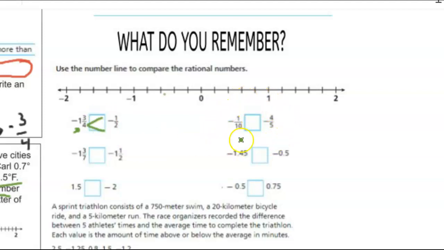I'm going to go over on this side. They have two different denominators. They're both negatives. They don't have whole numbers. They have two different denominators, so I'm going to make them the same denominator. I know 5 I can make into 10 by multiplying by 2. So that's what I'm going to do here. 4 times 2 is 8. 5 times 2 is 10. -1/10 will be over in this area. -1 8/10 will be over here. -1/10 is farther on the right-hand side, so it is greater than.